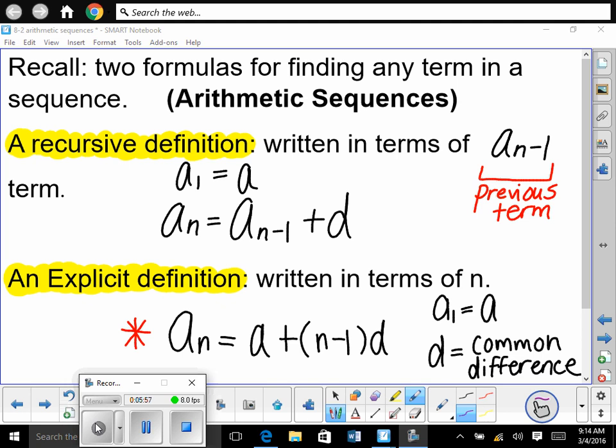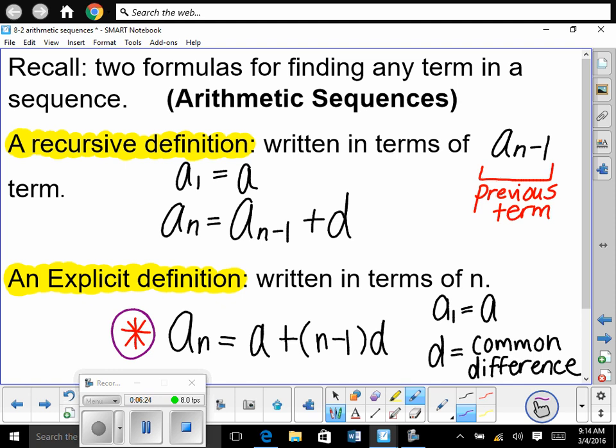So, a sub n, you'll want to write this down. A sub n, and we mostly use this one to calculate because you have to know the previous term to be able to calculate a recursive definition. With an explicit definition, you don't need the previous term, so you can just easily calculate it. So the formula for any arithmetic sequence, an explicit formula, is a sub n is equal to a plus n minus 1 in parentheses times d.